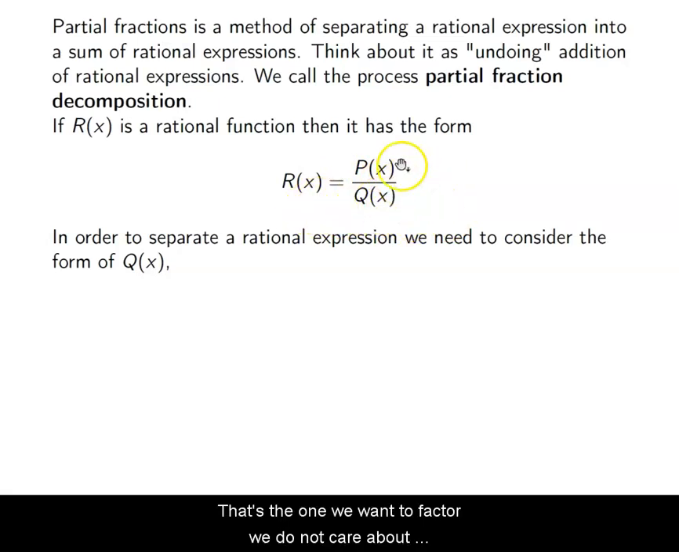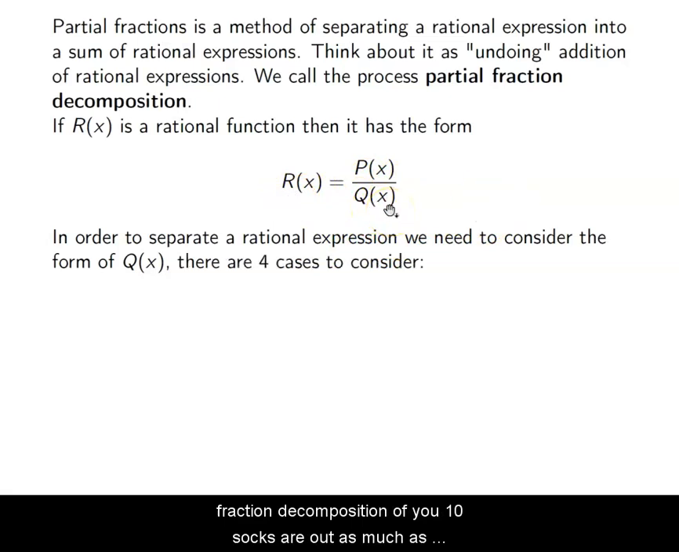We do not care about factoring p. We do not care if we can simplify p over q by canceling common factors in the numerator and denominator. We don't care about any of that. What we care about is the factors of q. That's what really drives the partial fraction decomposition. So we want to factor out q as much as possible.